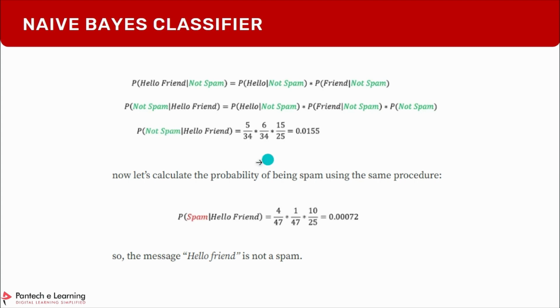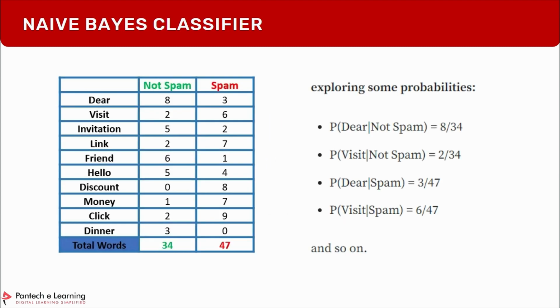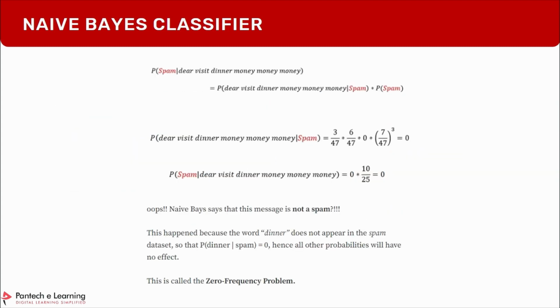So your output is, it's not a spam. Like that, if you calculate, you can see the next one. Here is another example we are having. The sentence is "dear, visit, dinner, money, money, money." It looks like a spam, we can even tell it, but how is a computer going to classify it, how is machine learning going to classify it?